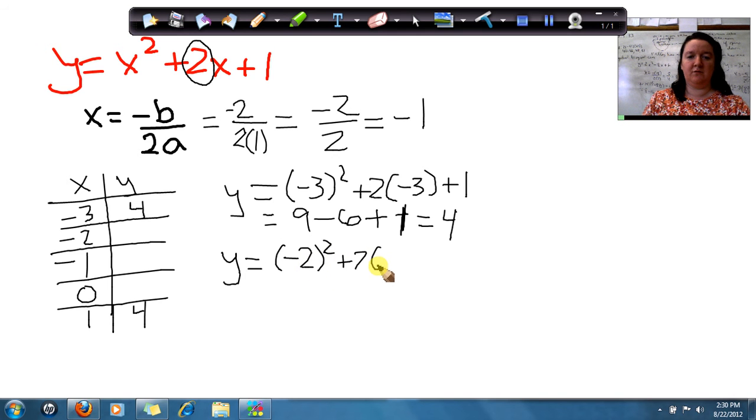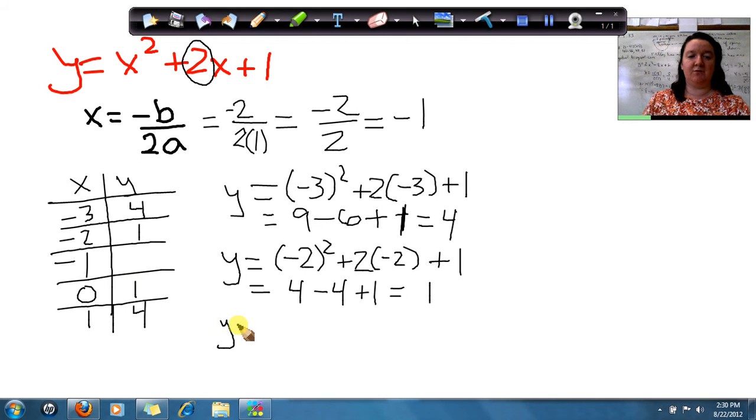Let's look at y equals negative 2 when we plug that in: negative 2 squared, plus 2 times negative 2, and plus 1. So if I plug those values together, that's going to give me 4 minus 4 plus 1. And 4 minus 4 cancel each other out, so we're going to get a value of 1 there. So I'll plug 1 into my chart there, 1 into my chart there.